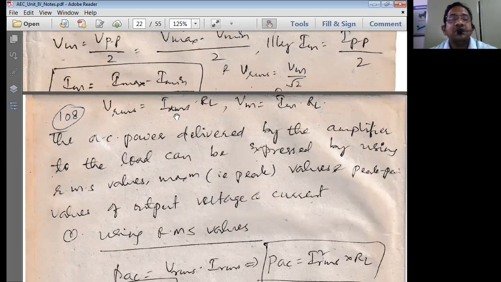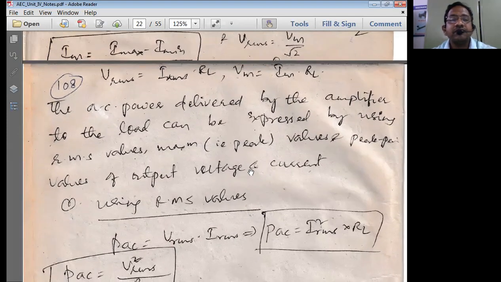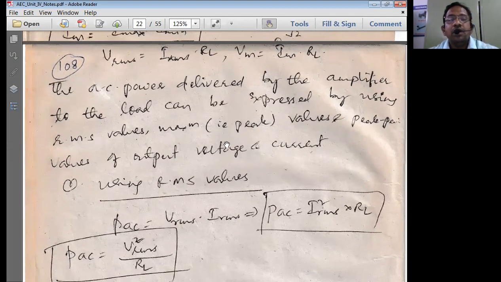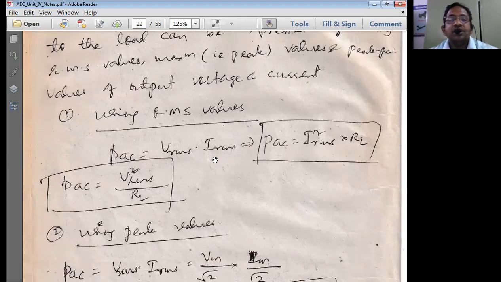Next, Vrms is equal to Irms into RL. According to Ohm's law, we can write this same form. Vm I can write as equal to Im into RL. That means using Ohm's law, you can use all these combinations. Now, AC power delivered by the amplifier to the load is normally expressed using the rated RMS values, or maximum values. So the AC output power is represented using RMS values as Vrms into Irms.